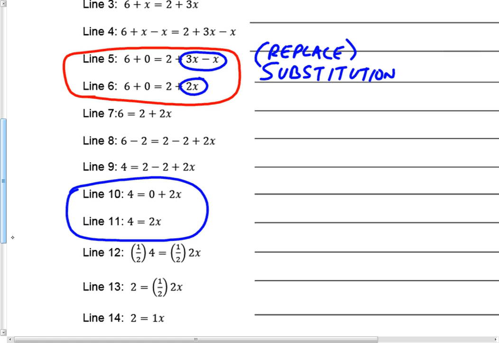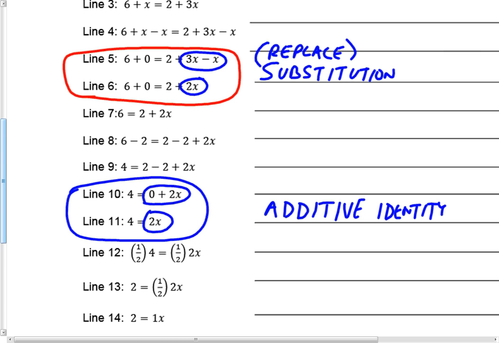How about 10 and 11? What is happening? What changed from line 10 to line 11? The 4 didn't change. This changed. Now, if you put substitution down, that's too general. As soon as zeros and ones start showing up, now you've probably got a very specific property. What kind of identity? Addition. And on this paper, they're calling it additive, I think. Is it additive? Yep, additive identity property.